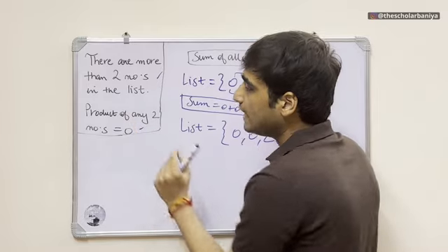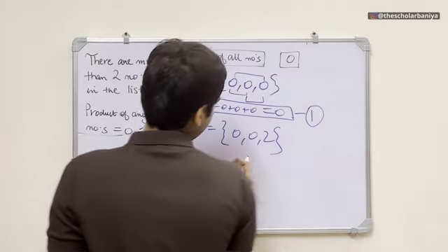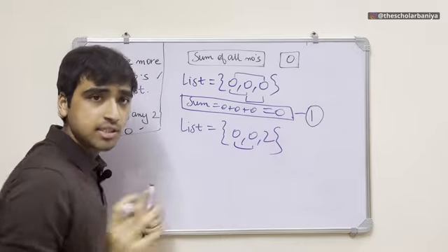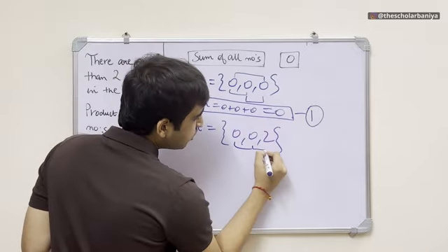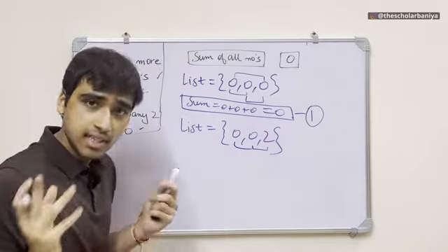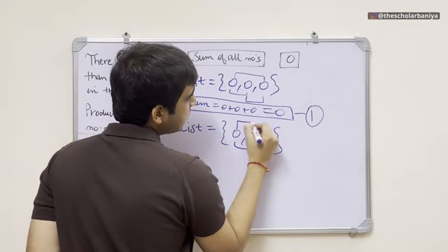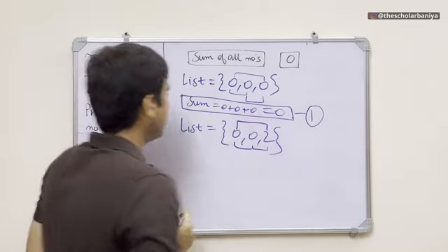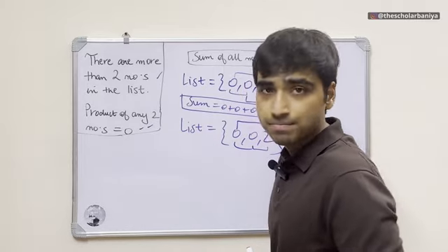The product of any two numbers should be 0. For example, if we take these two numbers together, then 0 into 0 is 0. If we take these two numbers, then 0 into 2 is again 0. And if we take these two numbers, then also 0 into 2 is 0, right? So even this condition is absolutely satisfied.